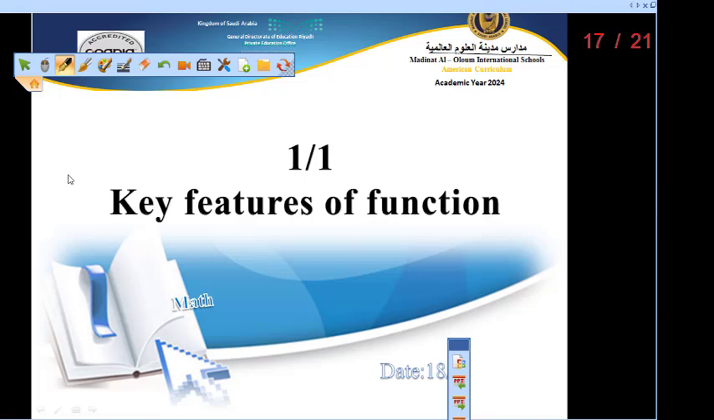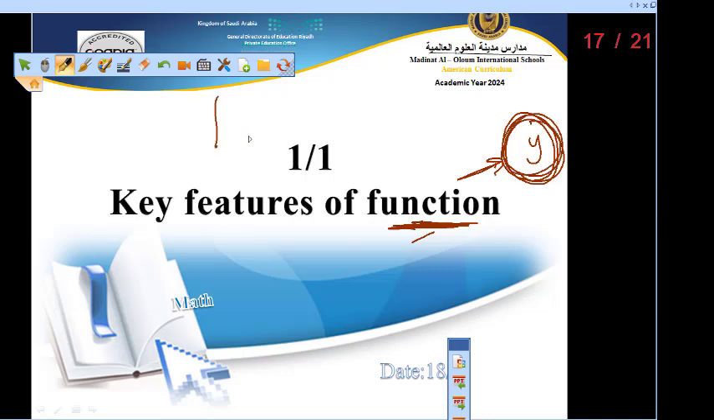Today we are going to discuss the first lesson, key features of a function. What's meant by key features? The first ones are domain and range, and increase and decrease of a function. When I say function, I mean y.